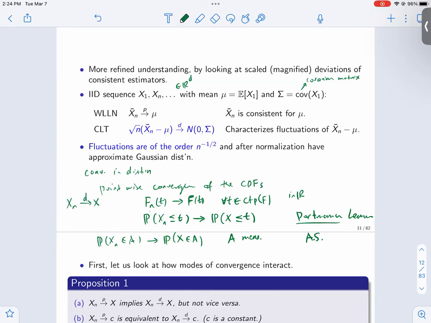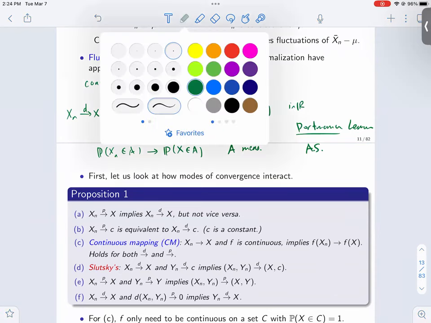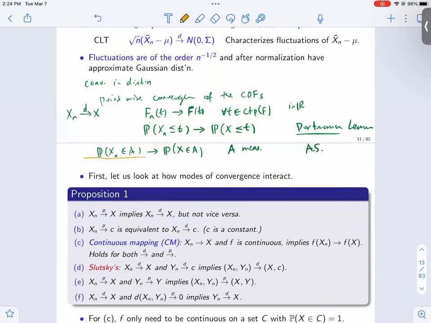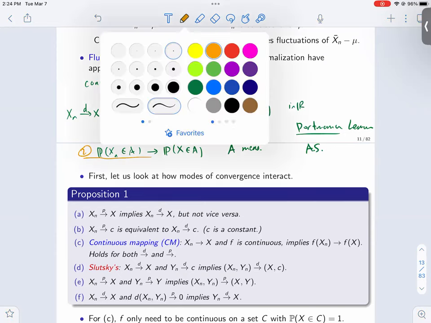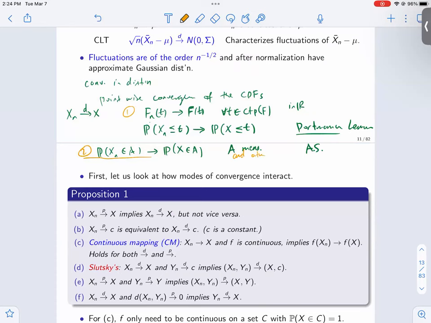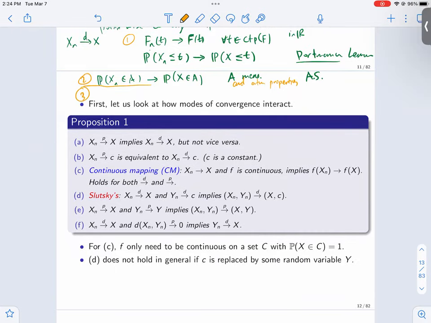The characterization that I like is slightly different. This is true, but there is another characterization which generalizes well to any space. So this is characterization one, characterization two: A measurable and other properties, say open or something like that, which I don't remember, but this one I remember. So this is easy to remember: the expectation of f(Xn) converges to the expectation of f(X) for all f in some class. This is very similar to the above.